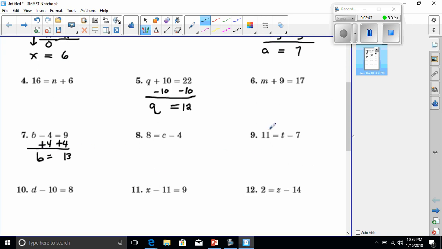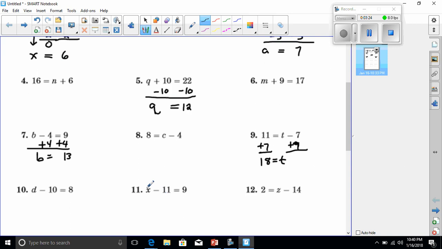All right, number 9, 11 equals t minus 7. Well, it put the variable with the number on the other side of the equal sign. We treat it no different, though. I need the variable by itself, so I'll introduce the inverse of negative 7, which will be positive 7. And that's going to give me 0. But whatever I do to one side, I have to do to the other. And now I have 18 on this side. The equal sign comes down with the t, so 18 equals t.